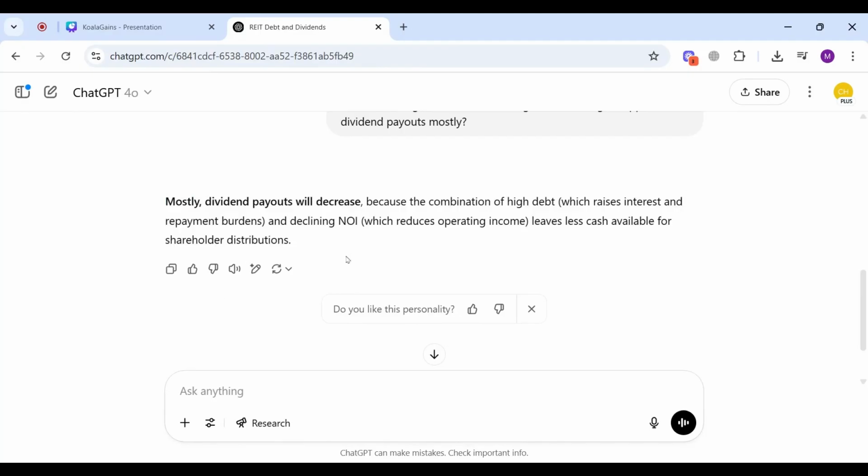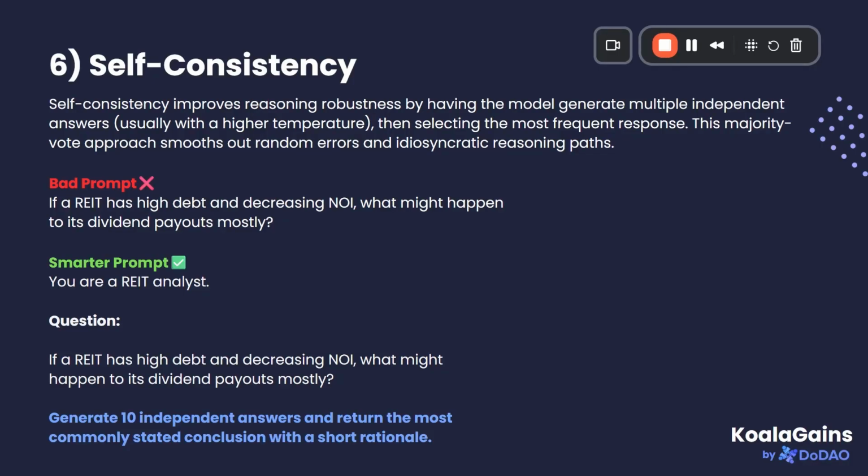Now, what answer should we take as correct? It keeps giving us different answers all the time, and the logic behind each answer is correct. But we need to have one answer that covers most situations. Now, let's use self-consistency and see if it can help us in this situation.